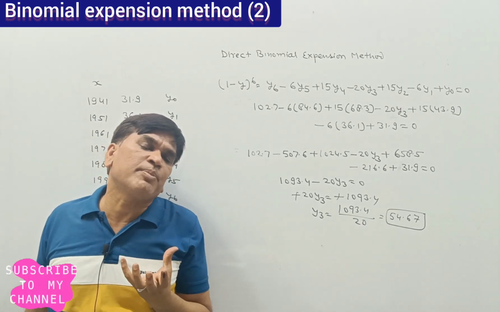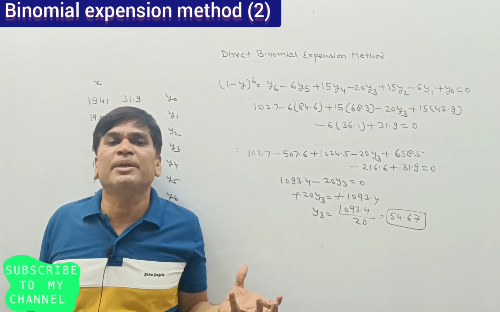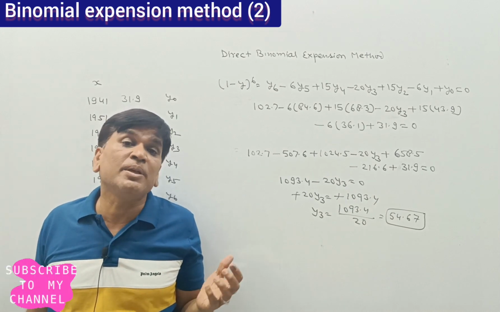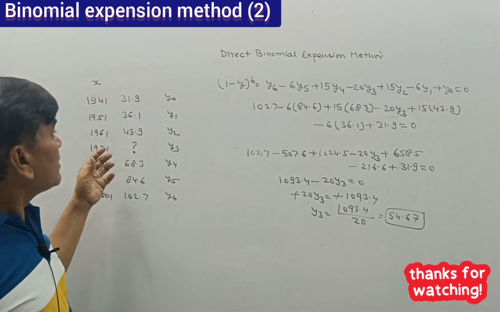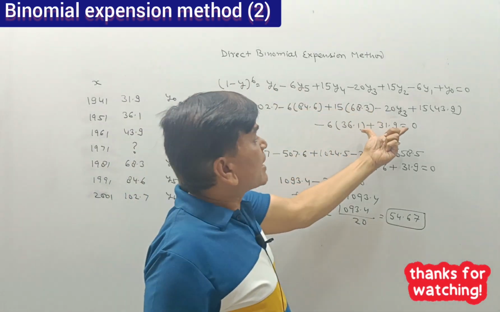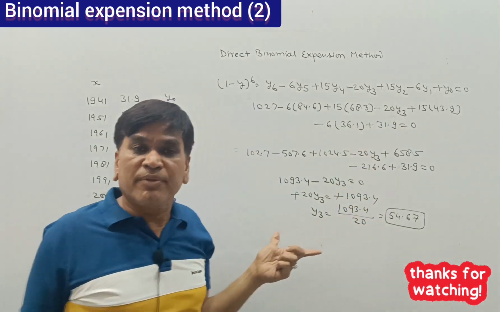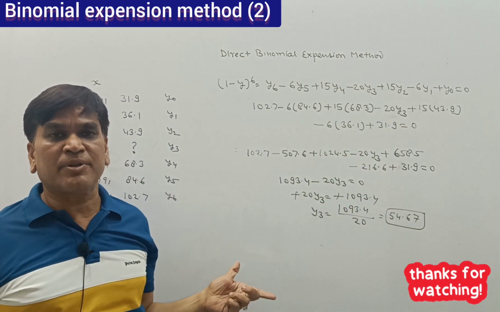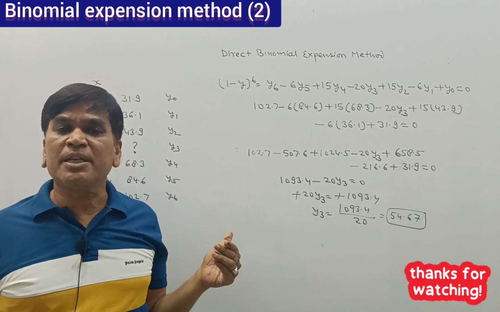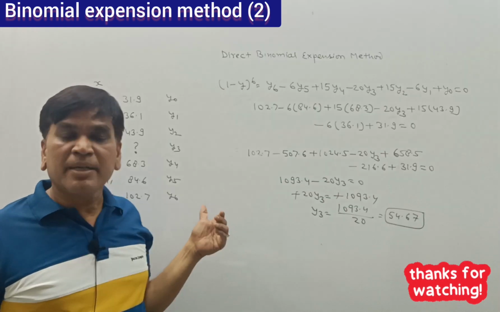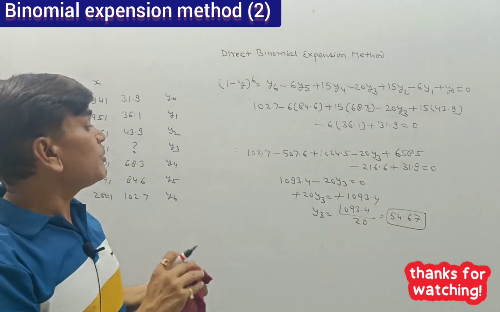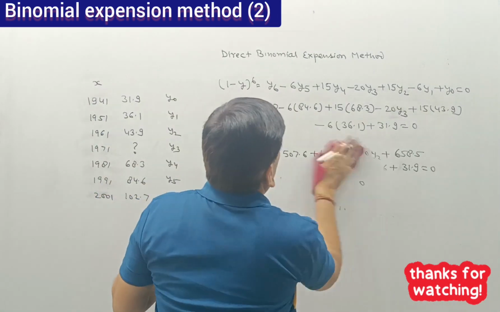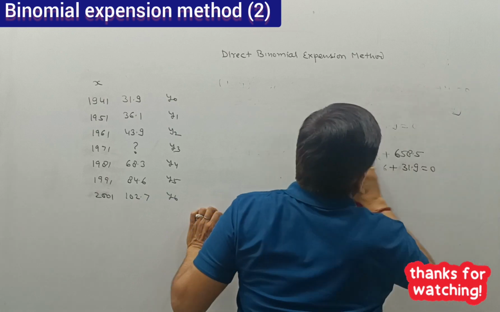So with the help of this binomial expansion method, we can calculate the missing frequency very easily. When one is missing, by putting the values in these equations, we can calculate the missing frequency very easily. So this method is very useful for calculating missing values. One more question related to this, with a very easy method.